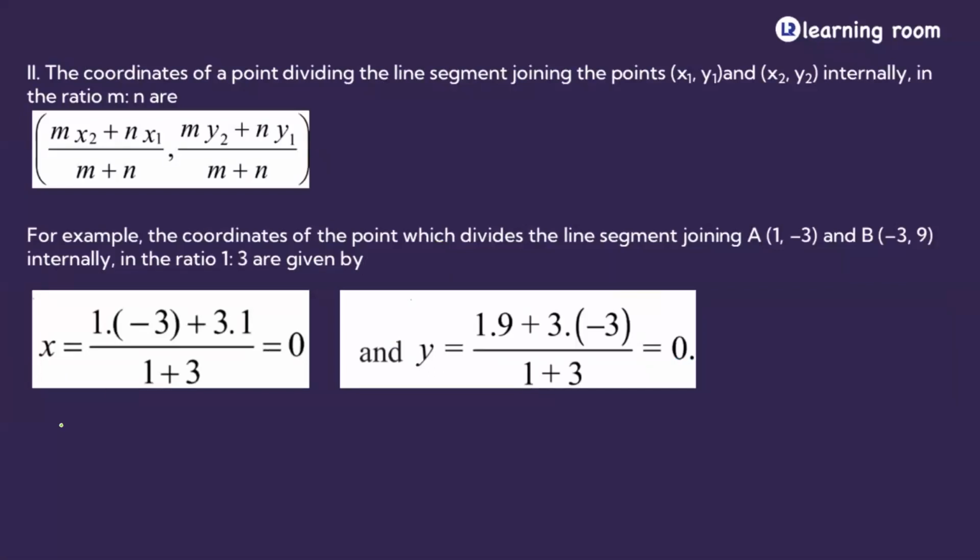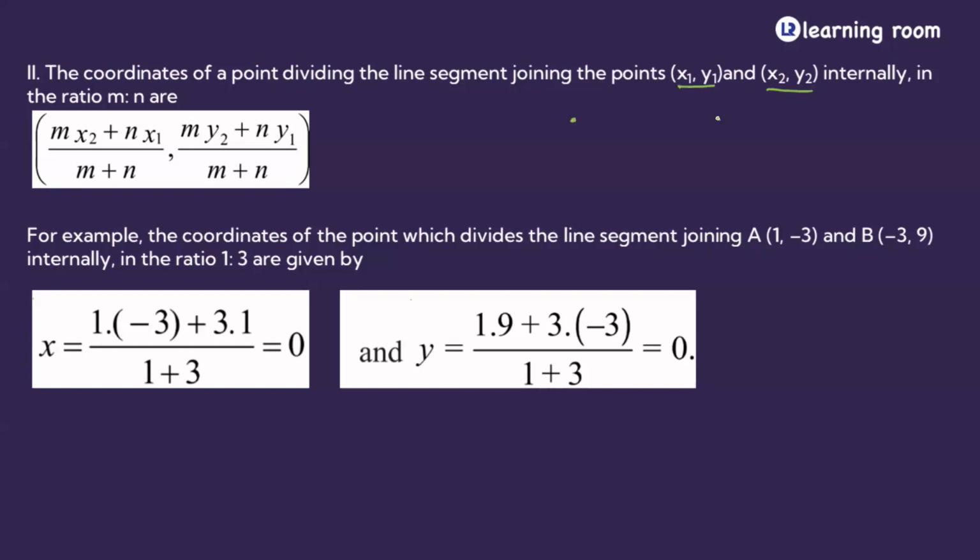The coordinates of a point dividing the line segment joining the points (x1, y1) and (x2, y2) internally in the ratio m:n is given by (mx2 + nx1)/(m + n) and (my2 + ny1)/(m + n). So let me explain what is the meaning of this.